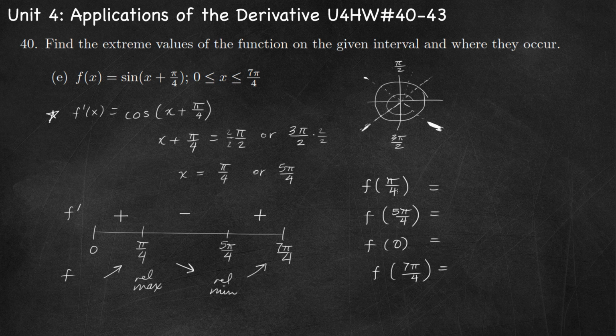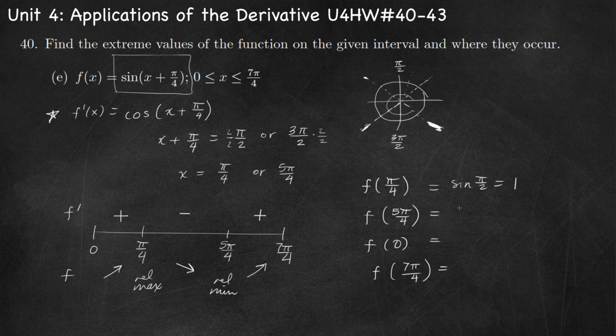At pi over 4, we're going back to the original function. I want the sine of pi over 4 plus pi over 4. Pi over 4 plus pi over 4 is 2 pi over 4 or pi over 2. So sine of pi over 2, and that's equal to 1.